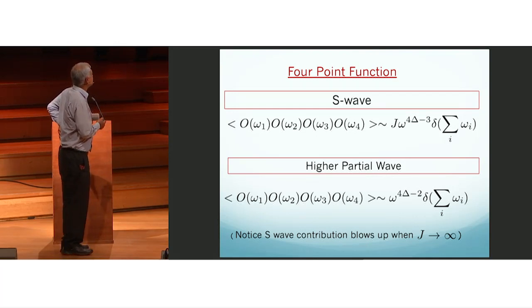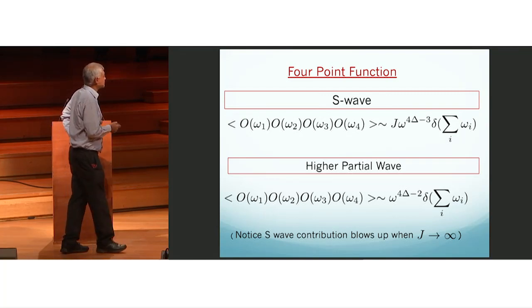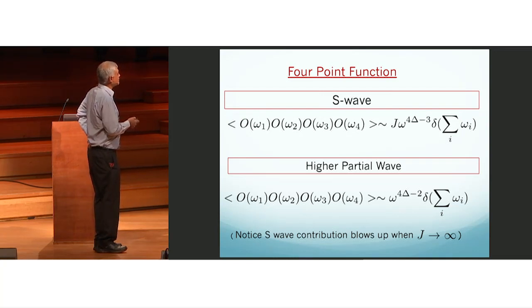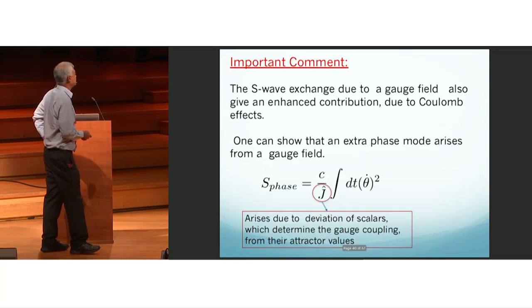So for example, in a four-point function, the S-wave intermediate state gives a contribution enhanced by a power of J compared to any single partial wave, which has one power of omega more, 4 delta minus 2 instead of 4 delta minus 3, and therefore the S-wave sector is dominant. But of course, if you have many of these, then for intermediate energies, the higher partial waves will win out.